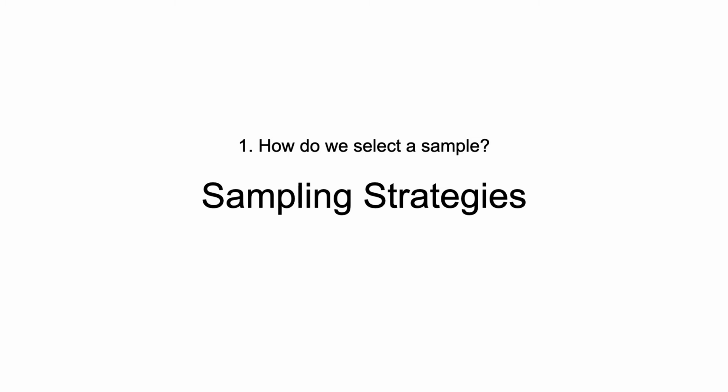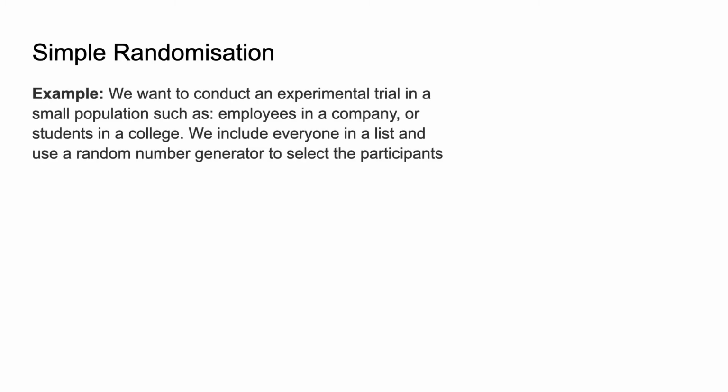So there are multiple sampling strategies that we could use when you are conducting a study. These are divided into probability and non-probability sampling methods, or better known as random or non-random methods. We'll focus on the random methods because they are the superior methodology. So in simple randomization, let's take an example to understand this one. This is the first of the random methods.